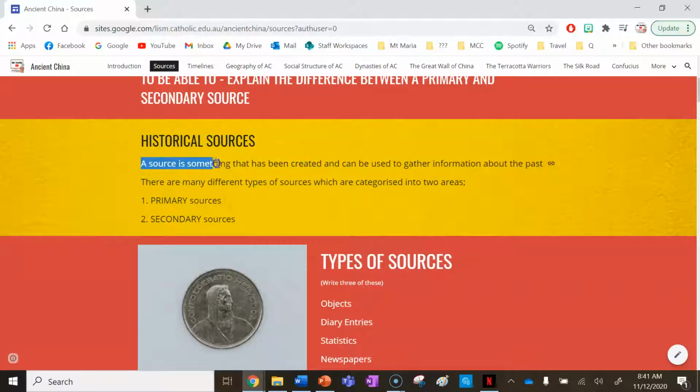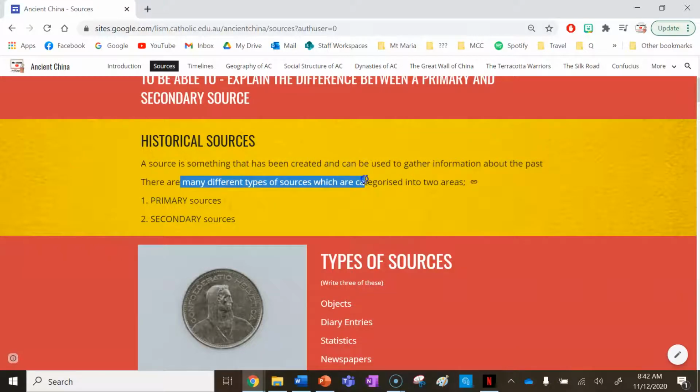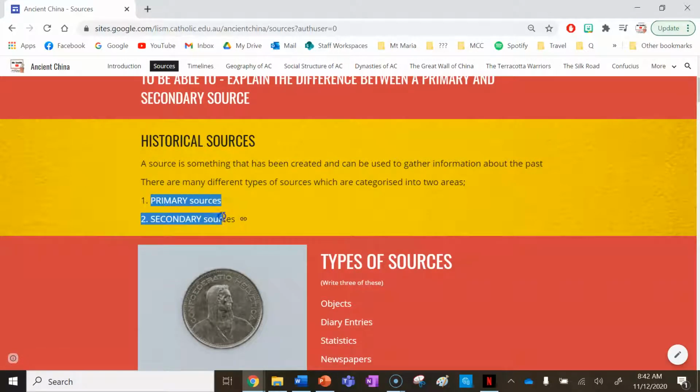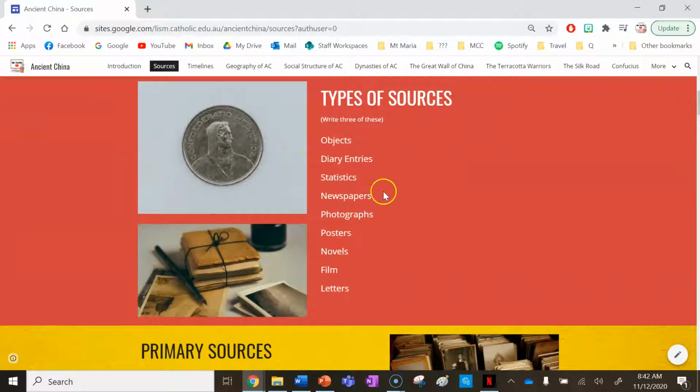A source is something that has been created and can be used to gather information about the past. There are many different types of sources which are categorized into two areas, called primary sources and secondary sources. Here are some examples of sources, and I want you to write down 3 of these. Sources can be things like objects, diary entries, statistics, newspapers, photographs, posters, novels, films, and letters.